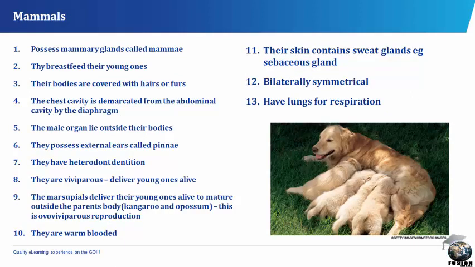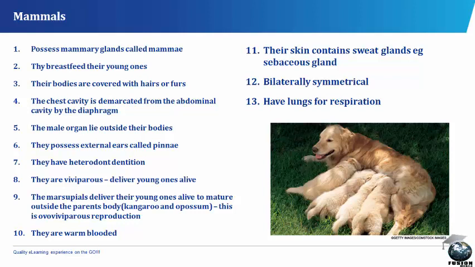For mammals. Mammals possess mammary glands called mammae. They breastfeed their young ones. Their bodies are covered with hairs or furs. The chest cavity is demarcated from the abdominal cavity by the diaphragm. The male organs lie outside their bodies. They possess external ears called pinnae.